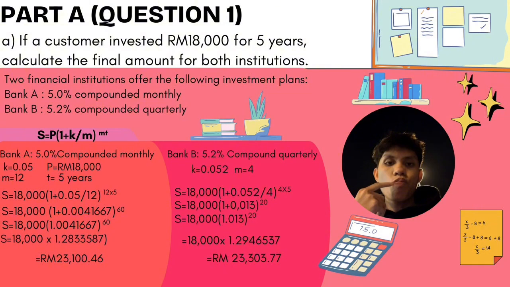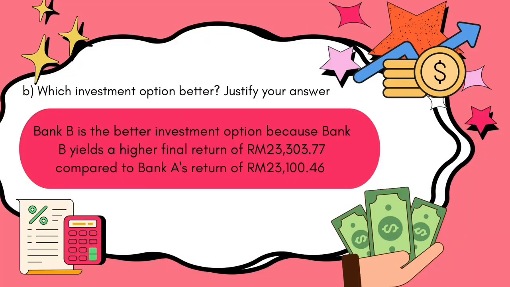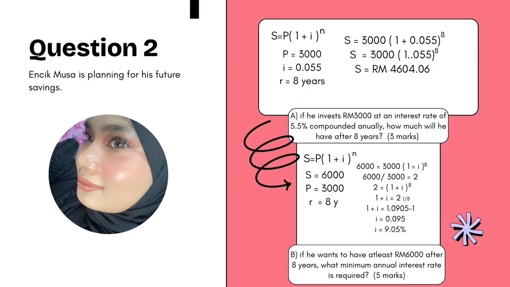Bank B offers 5.02% compounded quarterly. We divide the 0.052 rate by 4 and raise it to the power of 20 periods. This results in 23,305 ringgit and 66 cents. For sub-question B, Bank B is a better investment option because Bank B yields a higher final return compared to Bank A.